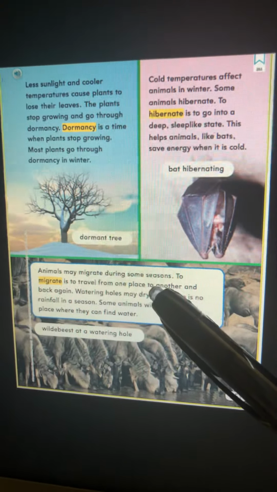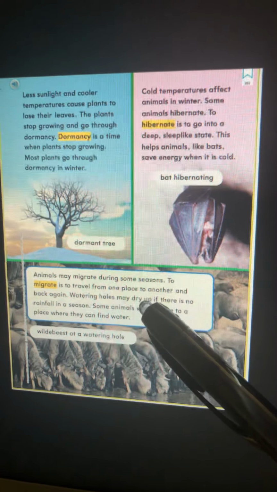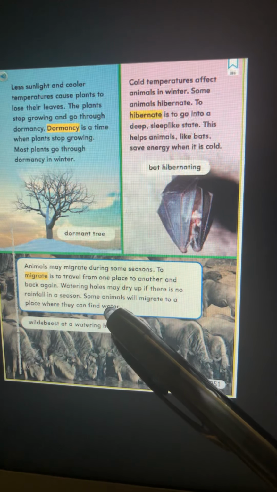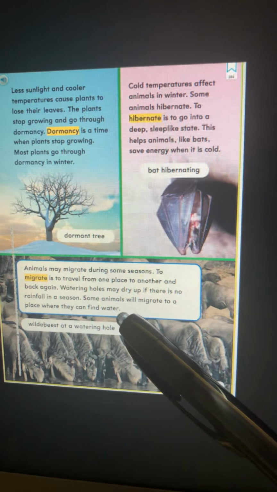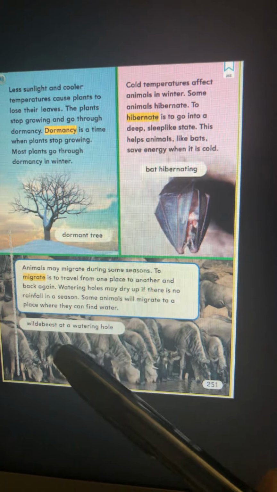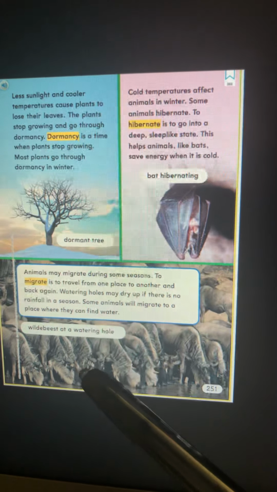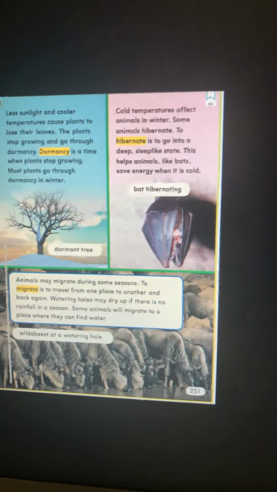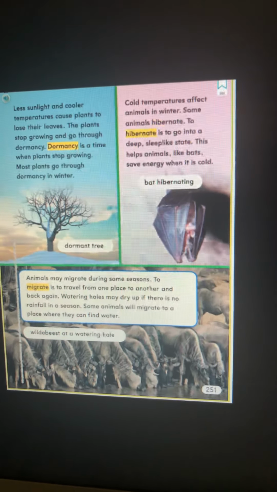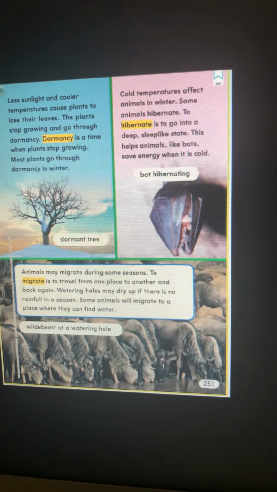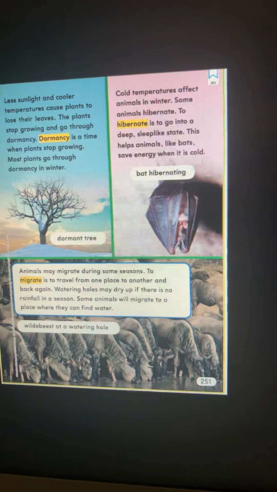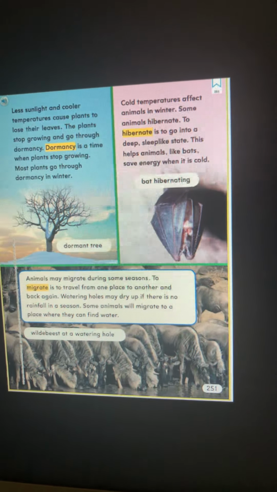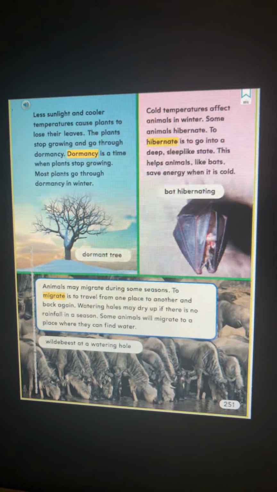Animals may migrate during some seasons. To migrate is to travel from one place to another and back again. Watering holes may dry up if there is no rainfall in a season. Some animals will migrate to a place where they can find water. Wildebeest at a watering hole. So we can see the wildebeest here. So the wildebeest might migrate if this watering hole that they're drinking from dries up. Another animal that can migrate are birds, and insects like butterflies also migrate. Like you've heard of the monarch butterfly.